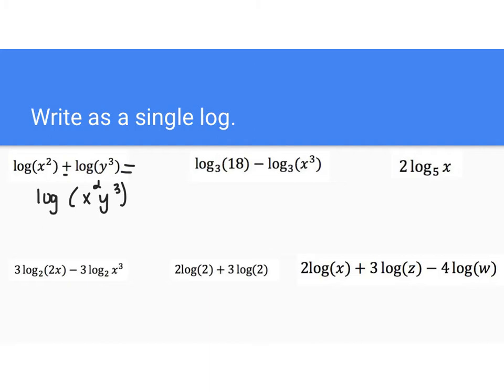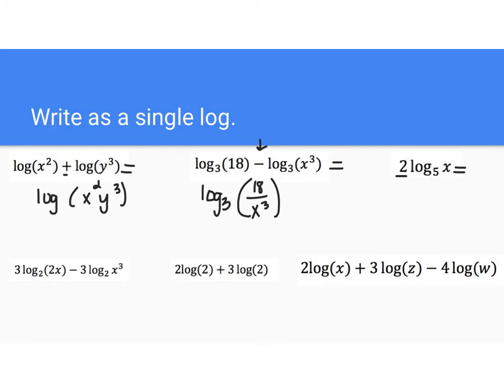On the second one, log base 3 of 18 minus log base 3 of x cubed. Again, that subtraction implies a quotient. So as I write this as a single log, I'm going to write log base 3, the base doesn't change, of 18 divided by x cubed. And I cannot simplify that any further because of the 18 and the x, so that would be my final answer. On example 3, I have 2 log base 5 of x.